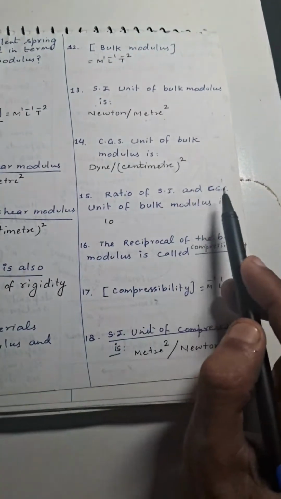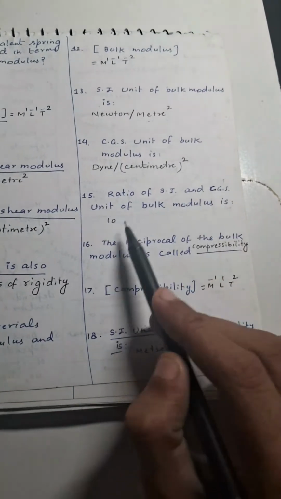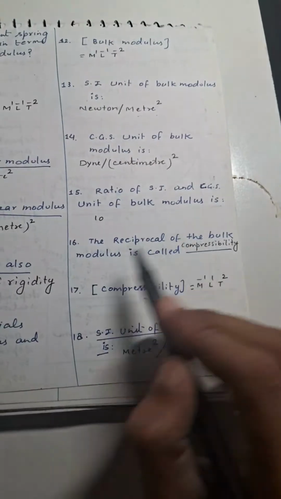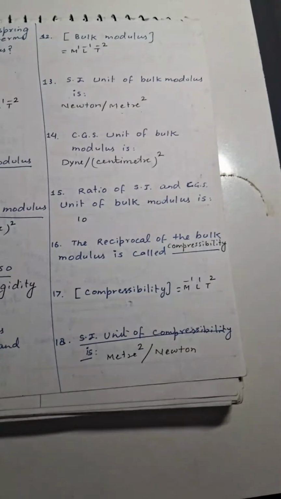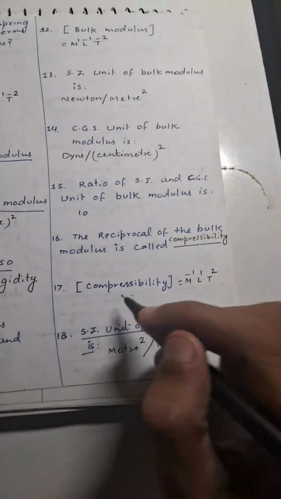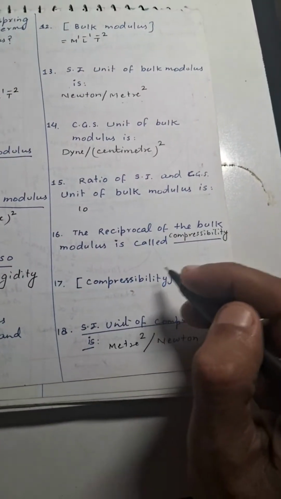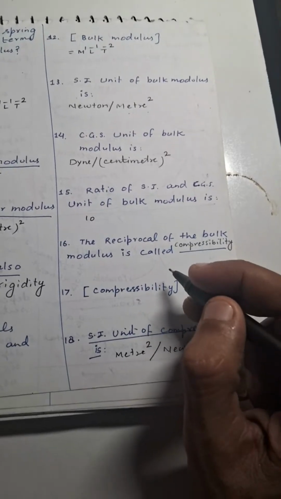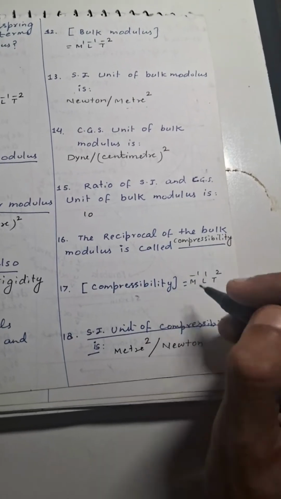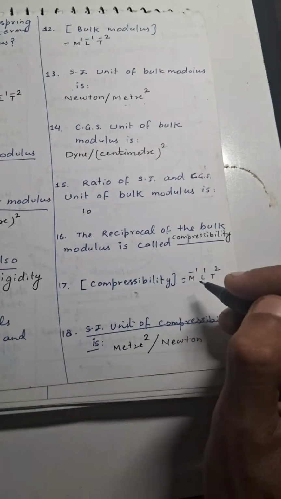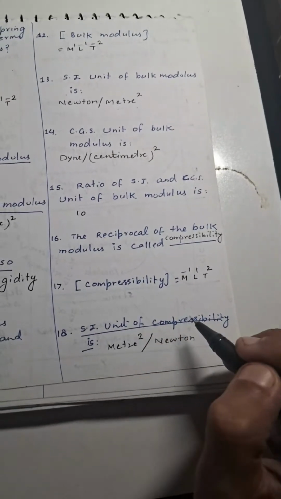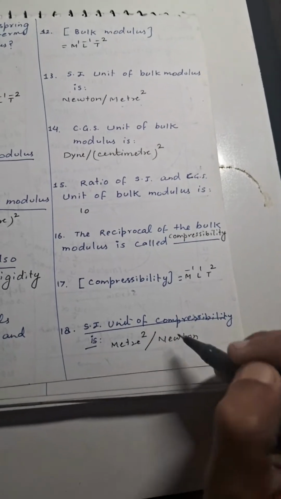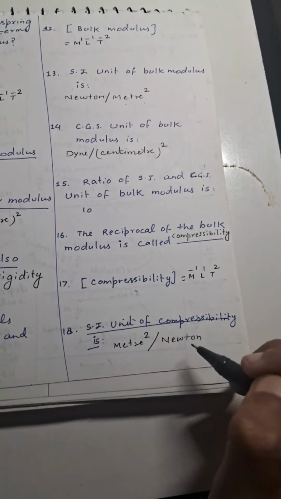Next is the ratio of SI and CGS unit of bulk modulus. It is 10. Next, the reciprocal of the bulk modulus is called compressibility. Next is the dimension of compressibility. So it is the inverse of that of bulk modulus. Bulk modulus has m1 L minus 1 T minus 2, so it will be m minus 1 L1 T2. Then what is the SI unit of compressibility? It is the inverse of that of bulk modulus, so meter square by Newton.